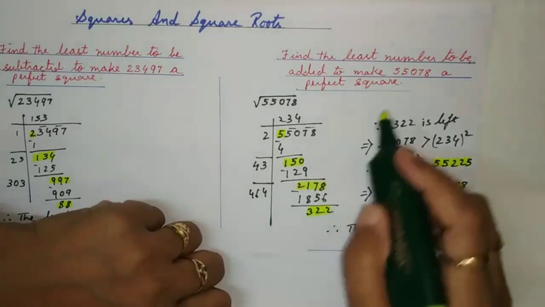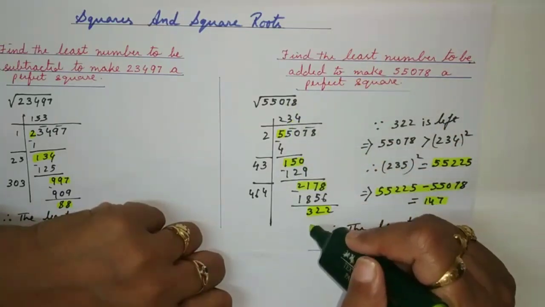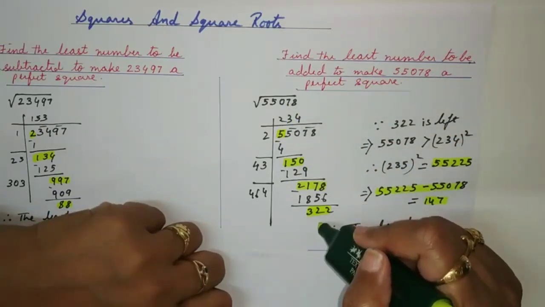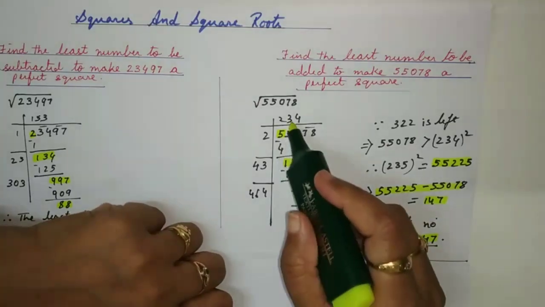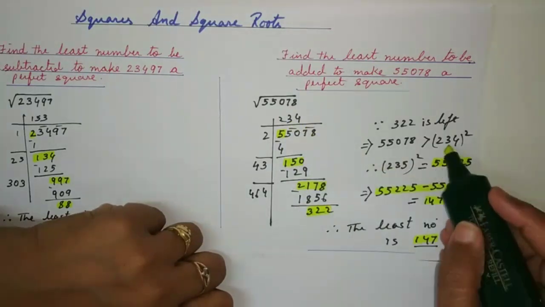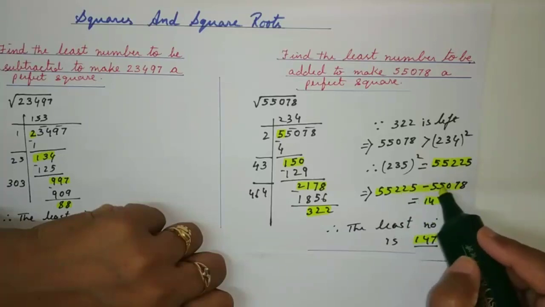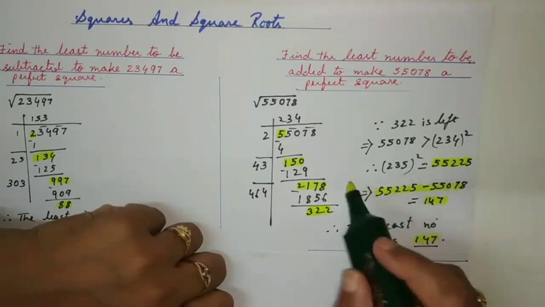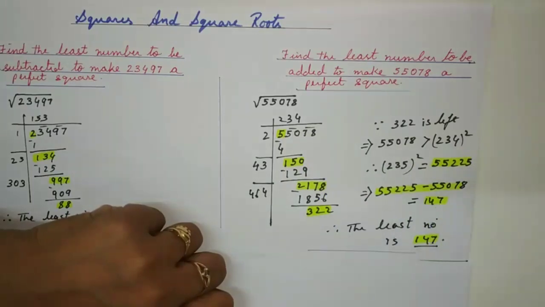So I repeat once again, if a number has to be added, you have to find the square root till we get a remainder, and further we cannot proceed with the division. We take the quotient, add 1 to it, like 234, add 1 to it, 235, square it. The difference of the square of the new number and the given number is the answer.